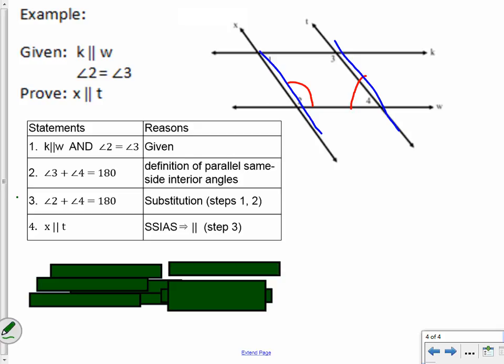So we used this information, angle 2 plus angle 4 equal 180, to say, well, because they are supplementary, that proves then that the lines they're on, X and T, have to be parallel. So we've proved then line X is parallel to line T. And that should be the end of our video.